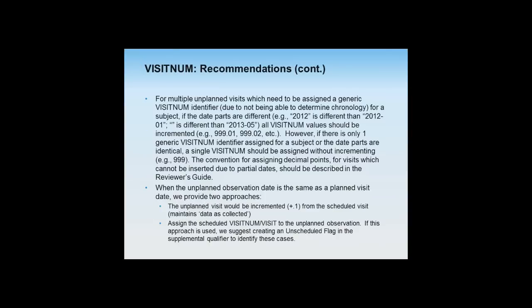This seems like a lot, but I will go into specific examples, so just bear with me if you can. The next recommendation we have for multiple unplanned visits, if you do have multiple unplanned visits which can't be sorted chronologically and do get that generic identifier, we're suggesting that we do similar algorithms, so 999.1, 999.2, et cetera, as needed. However, if there's only one unplanned visit, then an integer of 999, or whatever your generic value is, would be fine, and the decimals aren't necessary.